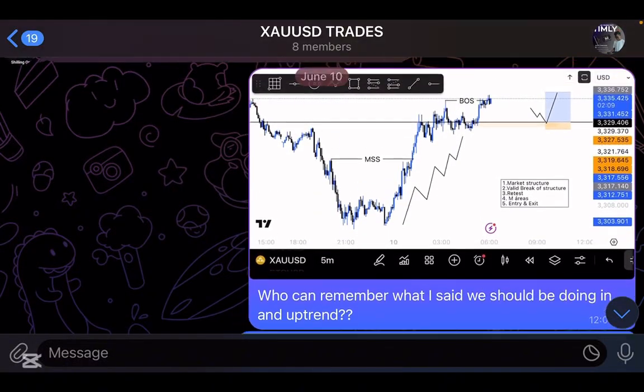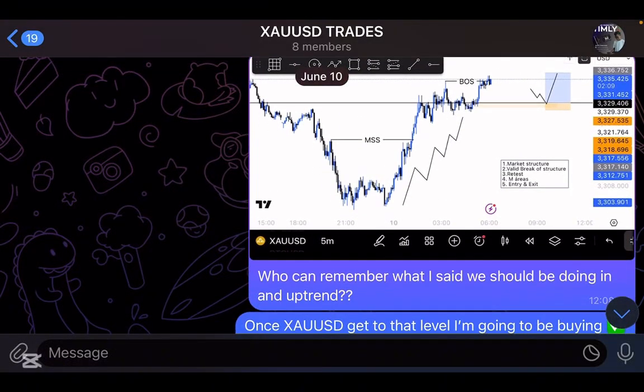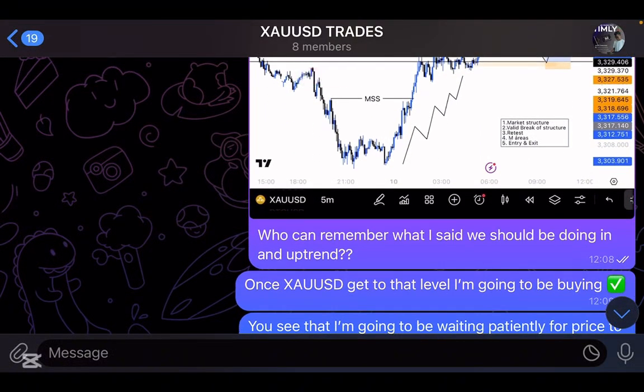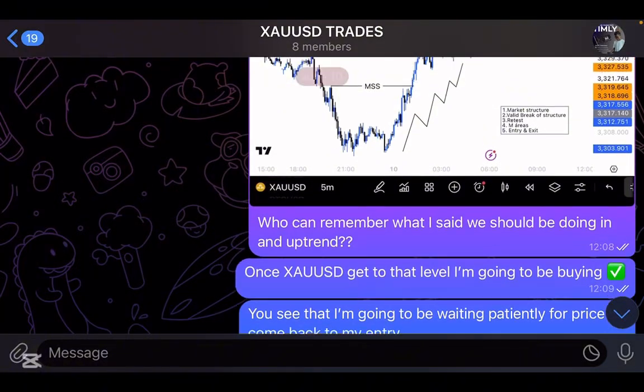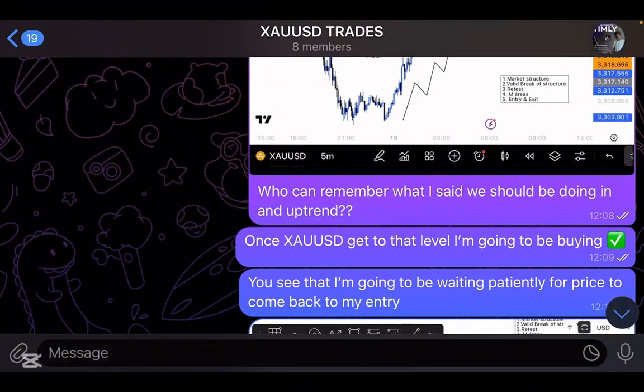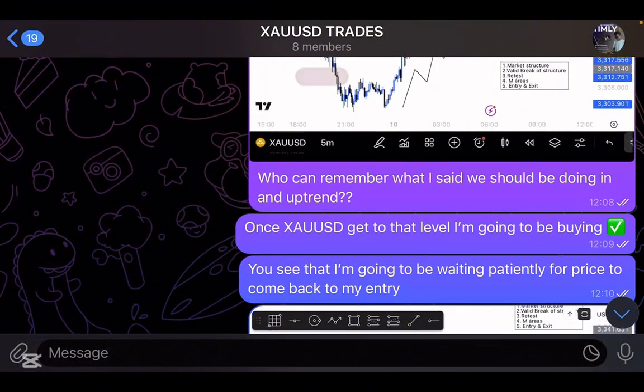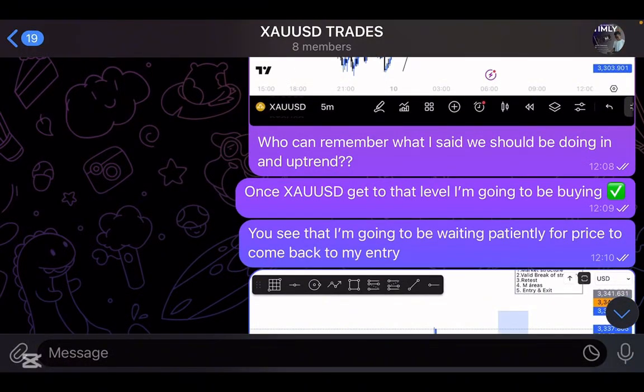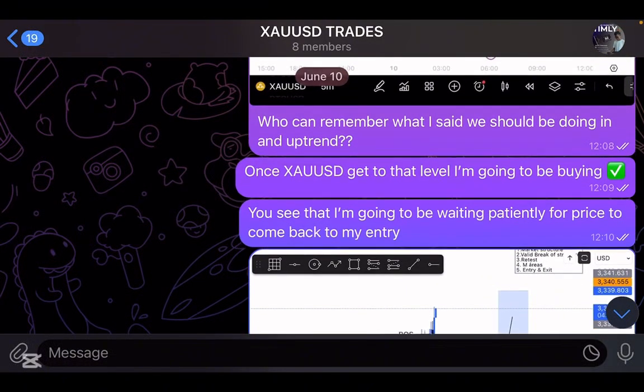So this is the setup. Alright, so this is the setup. I said, who can remember what I said we should be doing? An uptrend. Once XAUUSD gets to this level, I'm going to be buying. You see, I'm going to be waiting patiently for price to come back to my entry.